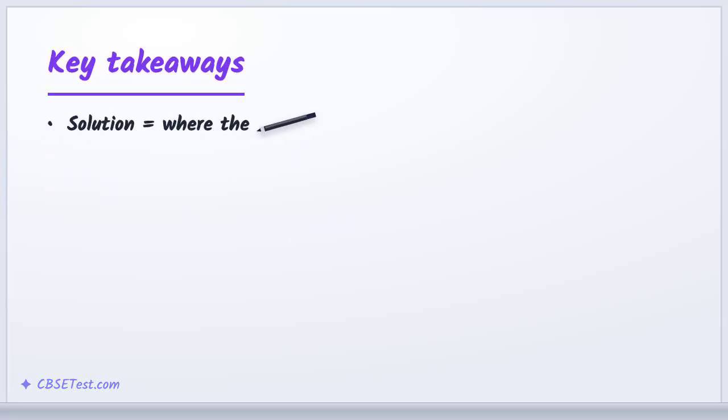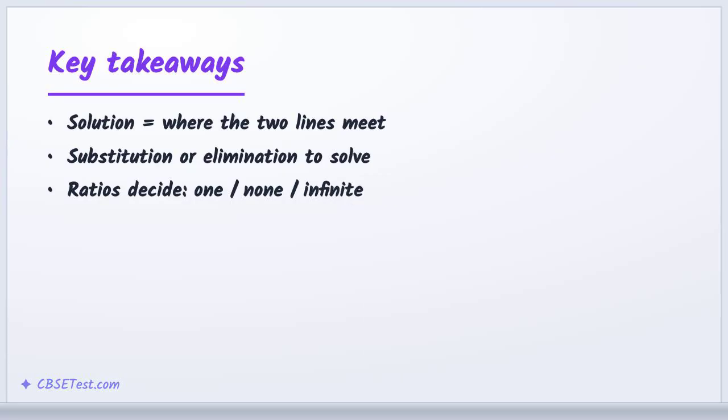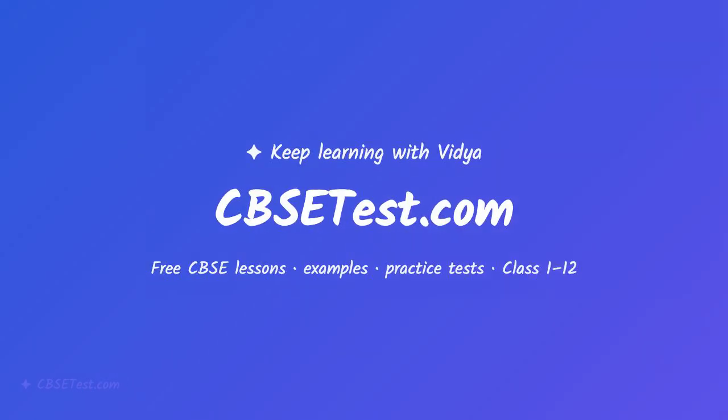To recap, the solution is where the two lines meet. Solve algebraically by substitution or elimination, and the ratios of the coefficients tell you whether there's one solution, none, or infinitely many. Well done. Great work!